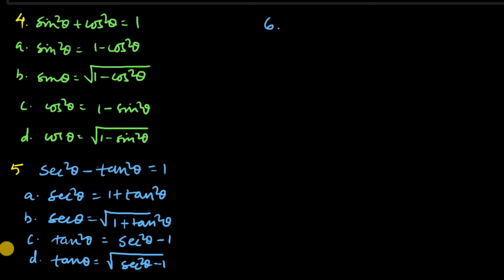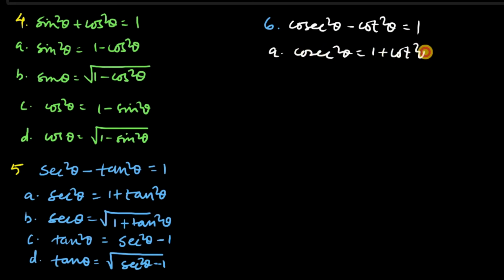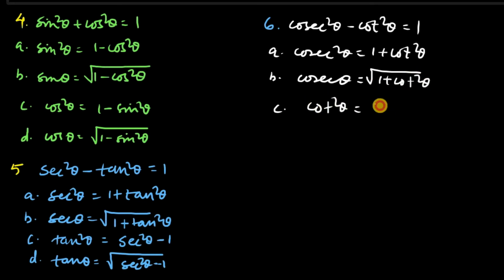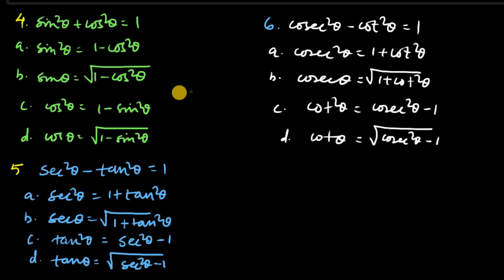Similarly, we get the 6th formula as cosec square theta minus cot square theta equals 1. Its A will be cosec square theta equals 1 plus cot square theta. B we get is cosec theta equals root under 1 plus cot square theta. C we get is cot square theta equals cosec square theta minus 1. And D, the formula becomes cot theta equals root under cosec square theta minus 1. So these formulae, 4, 5 and 6, are called Pythagoras relation formulae.